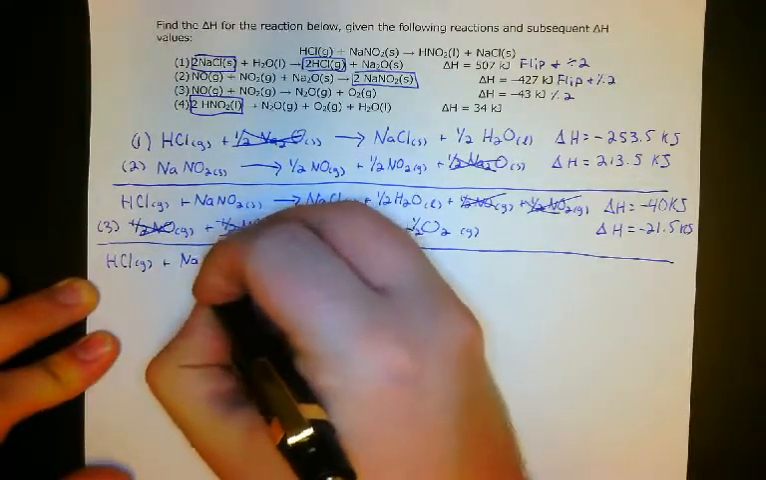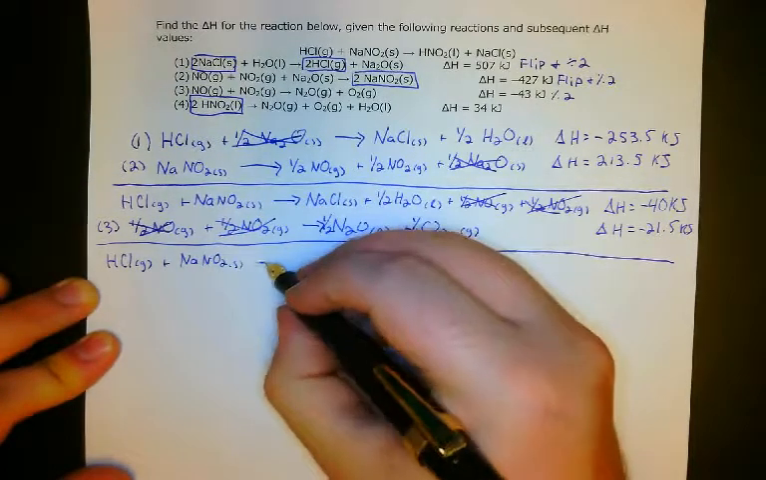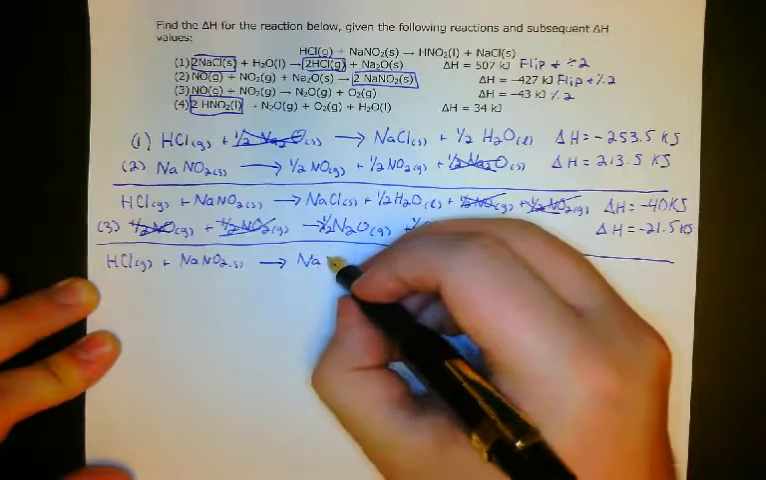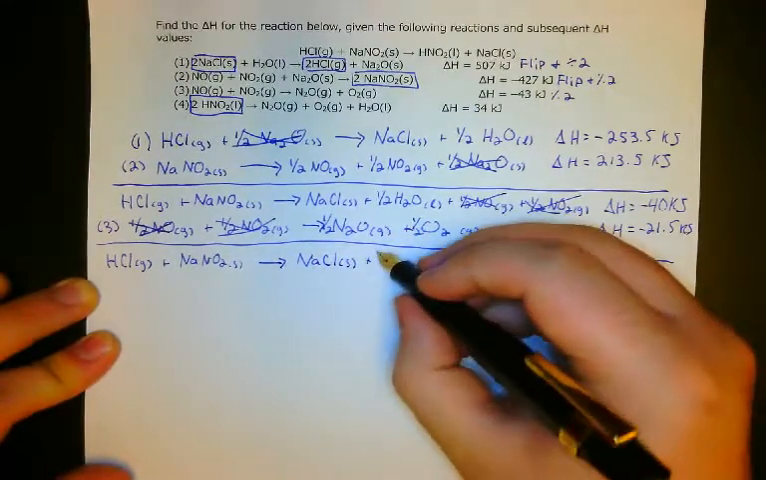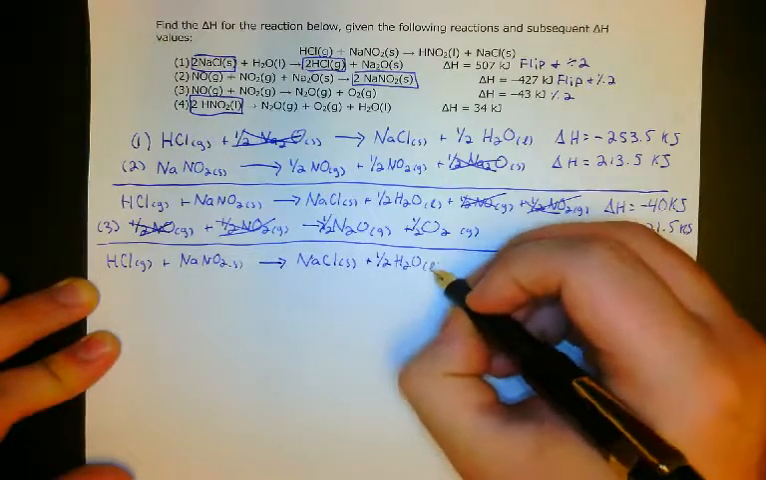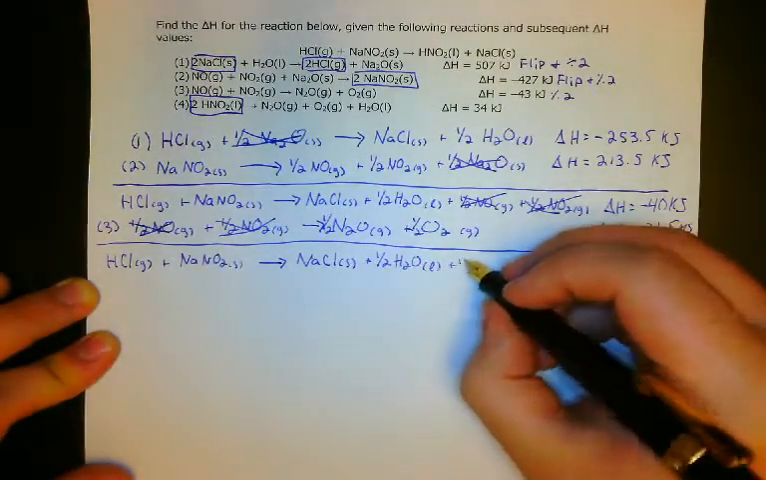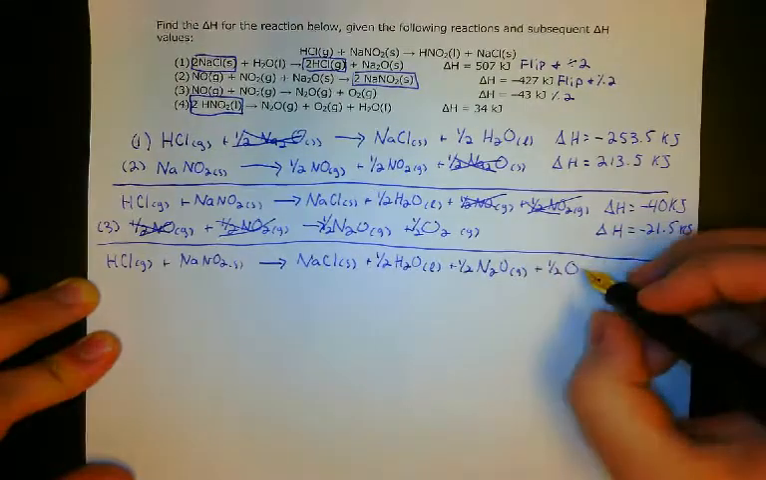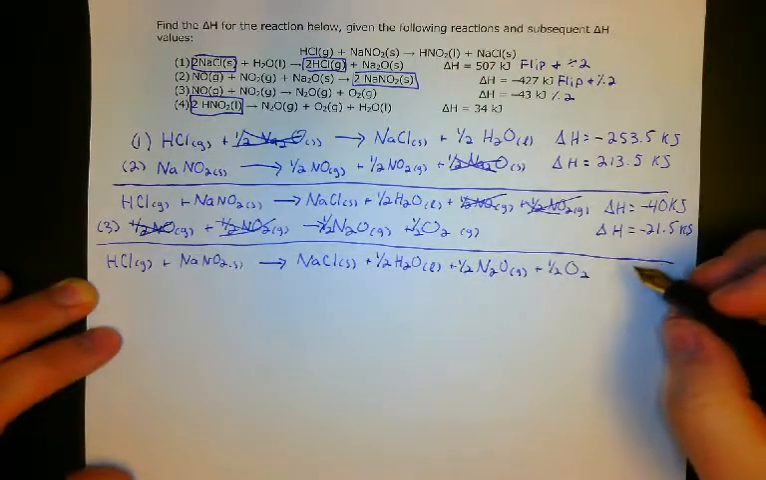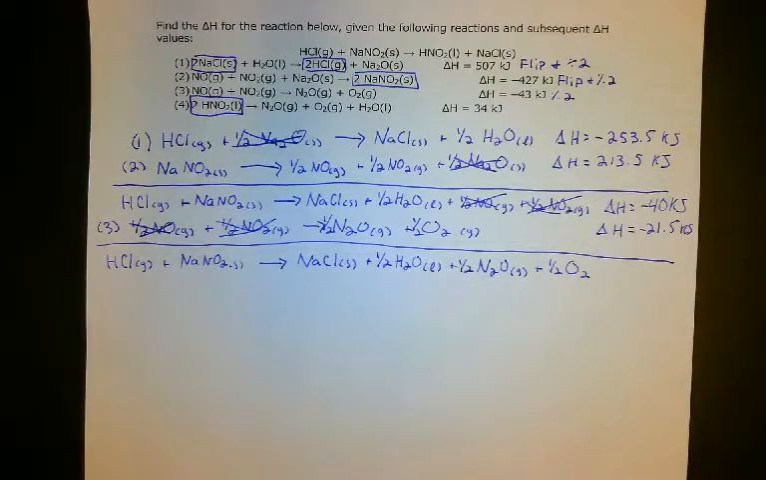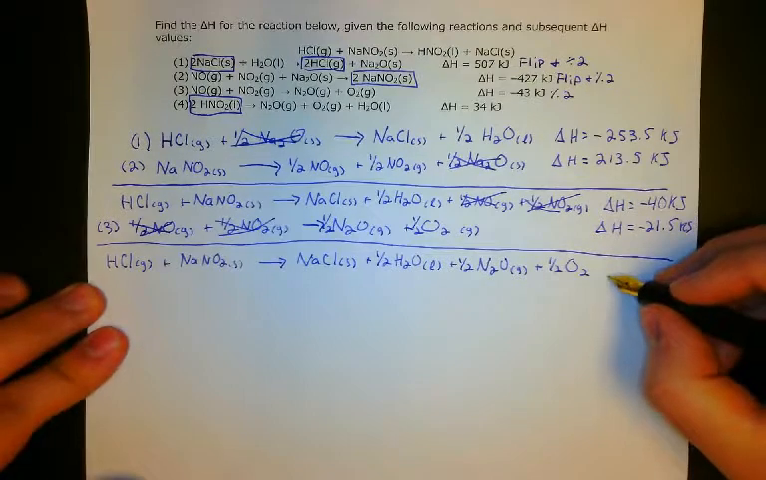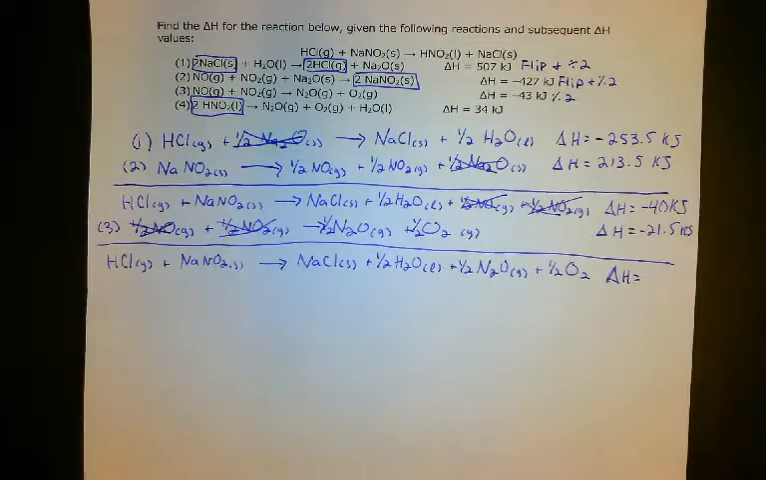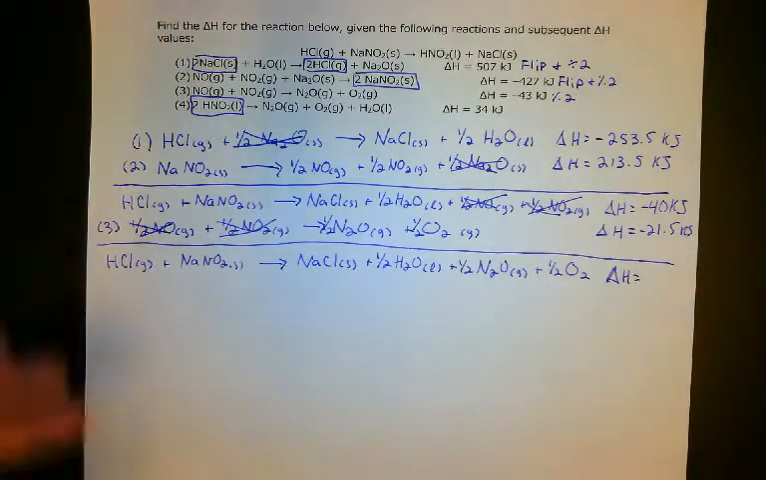plus NaNO2. It is going to make NaCl, 1/2 H2O, 1/2 N2O and 1/2 O2. And our change in enthalpy is going to be negative 40 plus negative 21.5, which is negative 61.5.